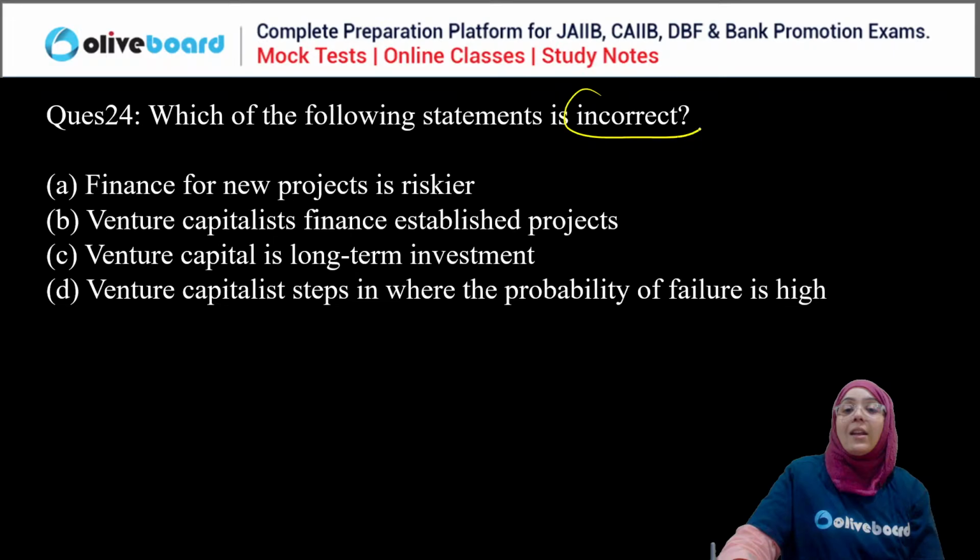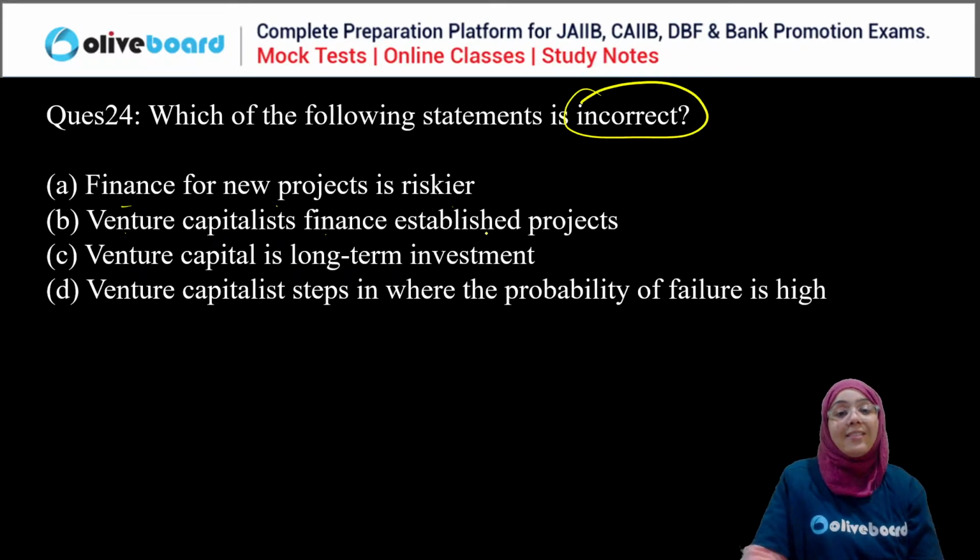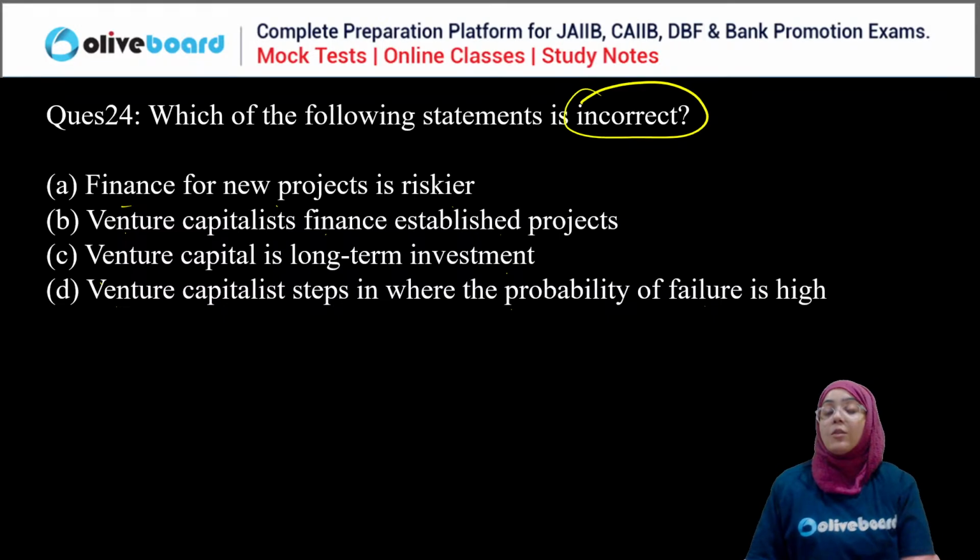Next question. Which of the following statements is incorrect? Finance for a new project is riskier. Venture capitalists finance established projects. Venture capital is a long-term investment. Venture capitalists step in where the probability of failure is high. We have to choose the incorrect statement here, everyone.